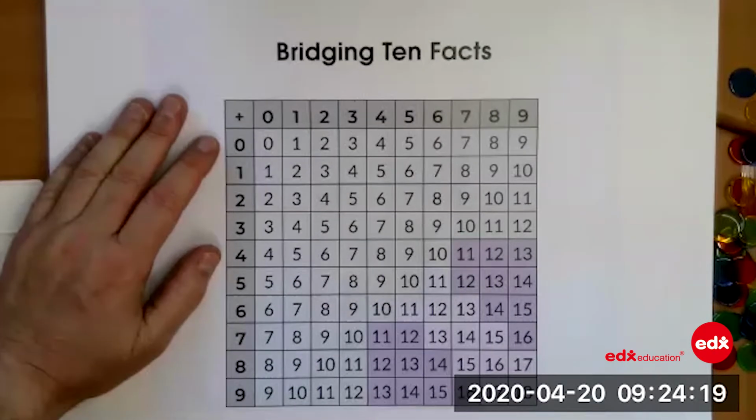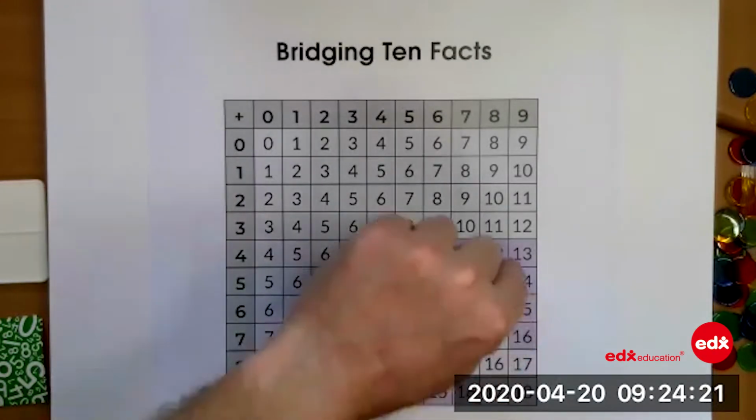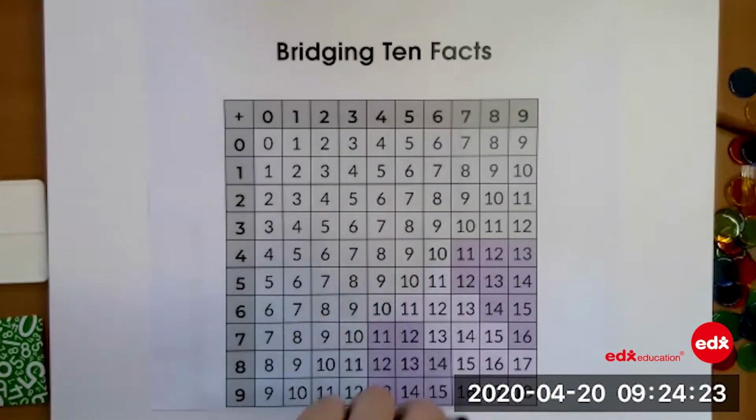Now, there's one more strategy that we need to have in place to finish off all of our basic facts, and it's called bridging 10. So I just put that up there so you can see a little graphic of that, and we're referring to all of these purple bits here.